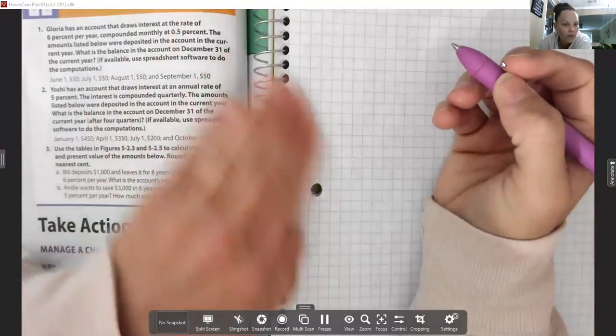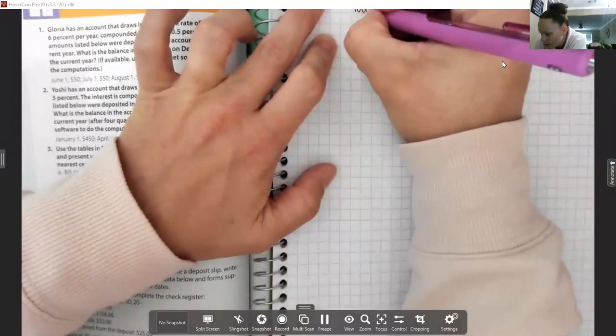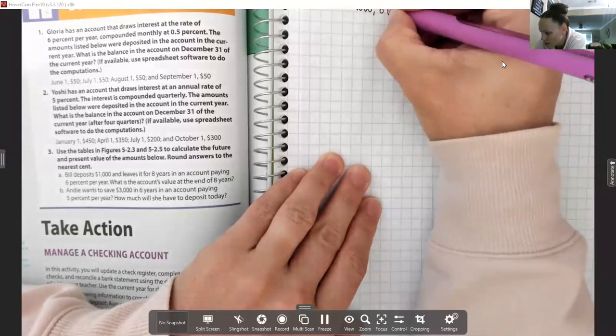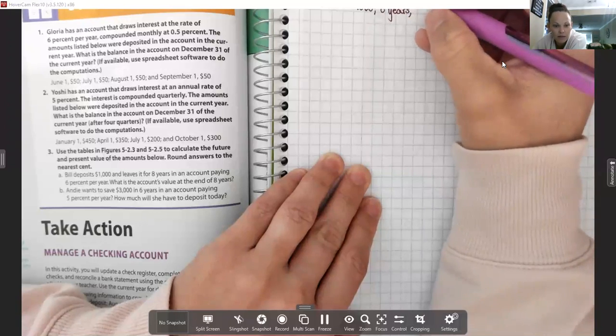We want to know how much he is going to have in 8 years. So I'm going to write down all the information. It's $1,000, 8 years, and 6%.